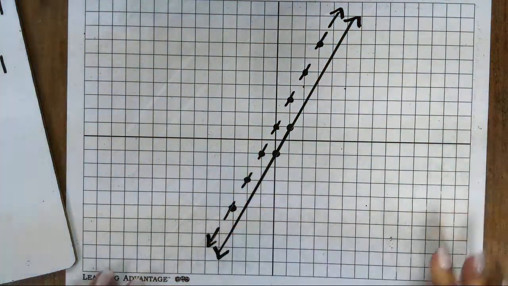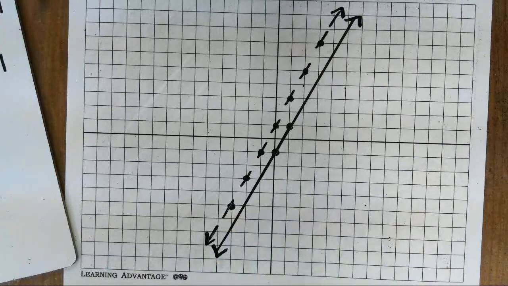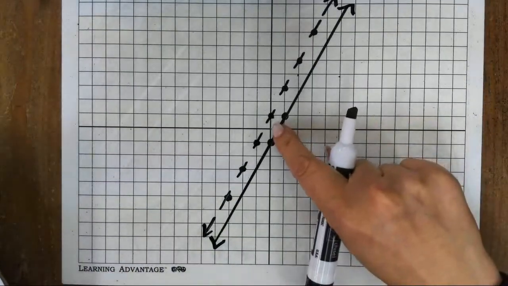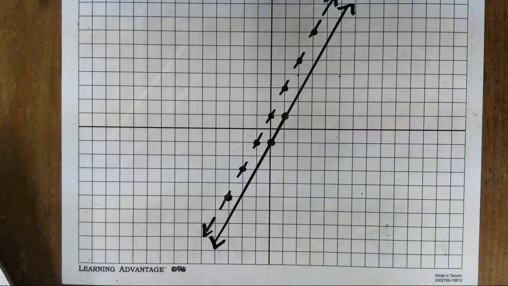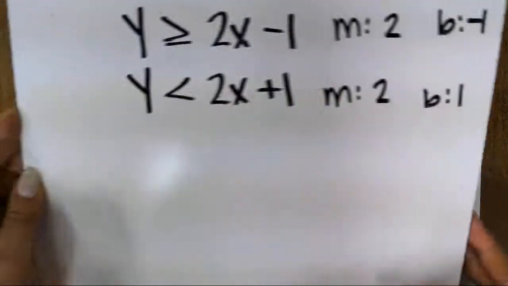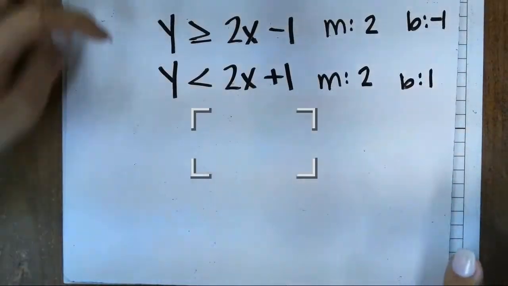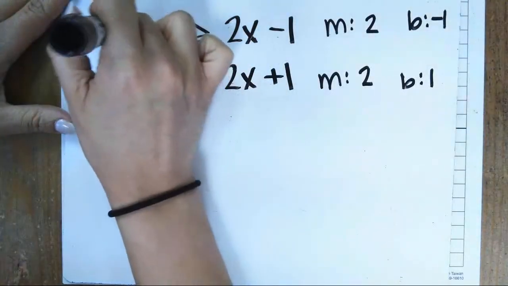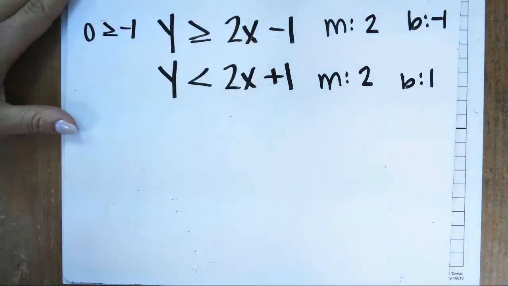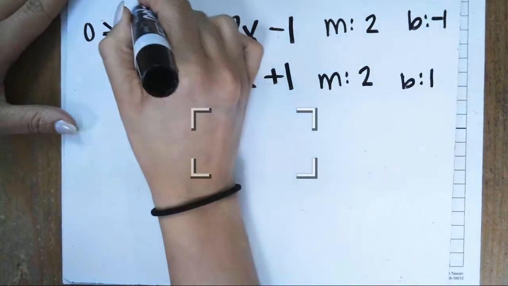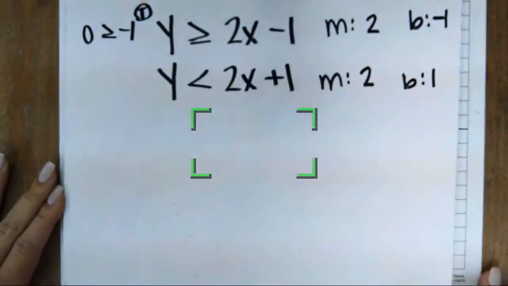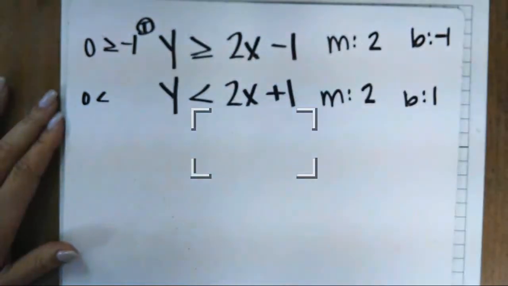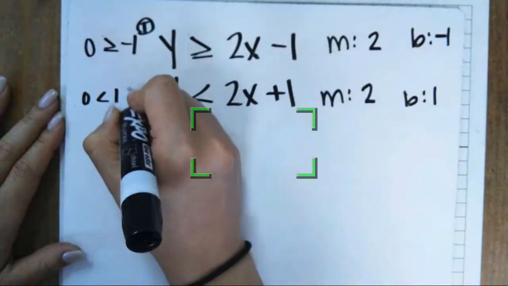Alright, and so you get the idea. They're obviously not touching. Okay, now if I use my 0, 0 test point, because they're close to the origin but they're not touching the origin, I can still use it. Okay, my first line, I get 0 is greater than or equal to -1, and that is true. Okay, and then my second one, I get 0 is less than +1, and this is also true.